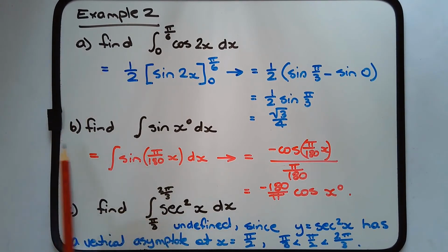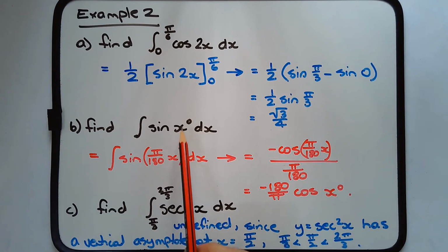Now example 2b, we're going to find the indefinite integral of sine of x degrees dx. Now calculus must only be done in radians, so we need to convert x degrees into radians. And to convert degrees into radians, we divide by 180 and then multiply by pi. So this equals the indefinite integral of sine of pi over 180 x dx.